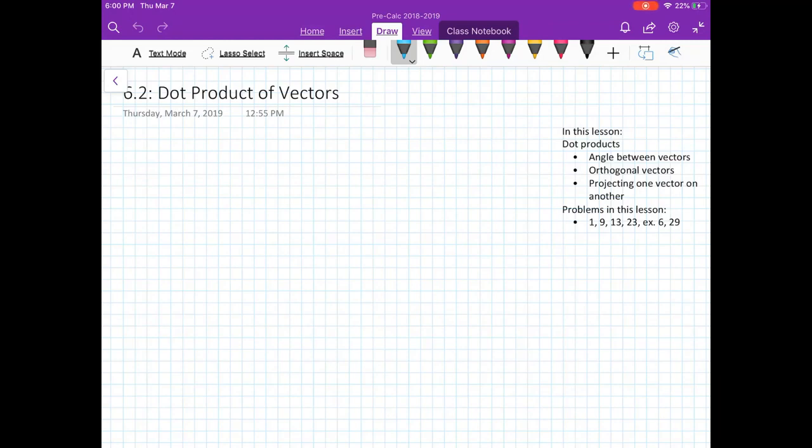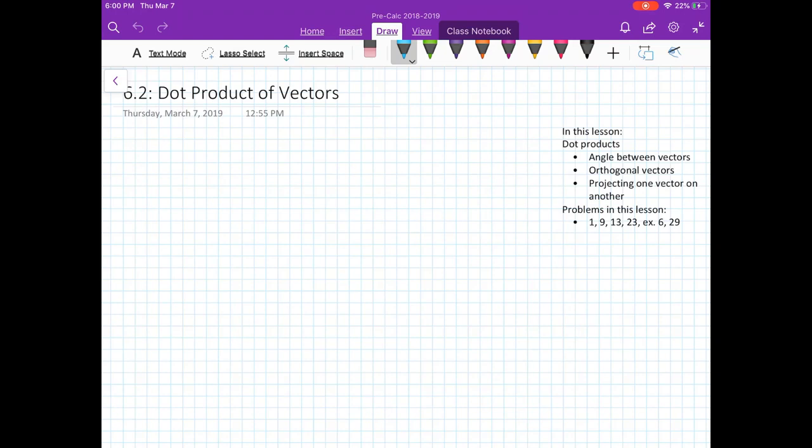Alright, so this is 6.2, the dot product of vectors. In this lesson, we're going to talk about a few things. We're going to talk about dot products, angles between vectors, orthogonal vectors, projecting one vector onto another, and we're going to work through a bunch of problems to really get a feel of how this works.